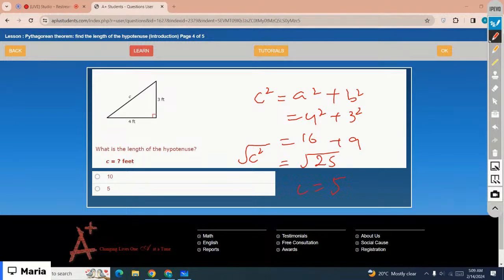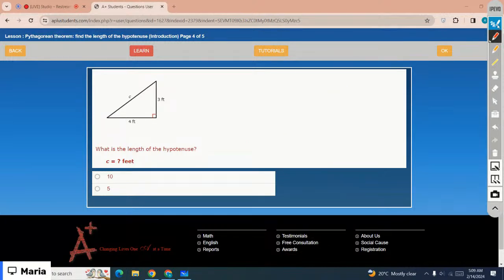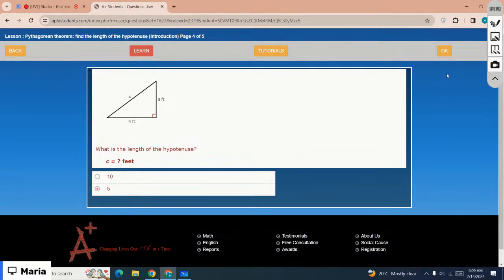But this is not a class for grade 4, this is a grade 7 class. C equals 5. The correct option is c equals 5.